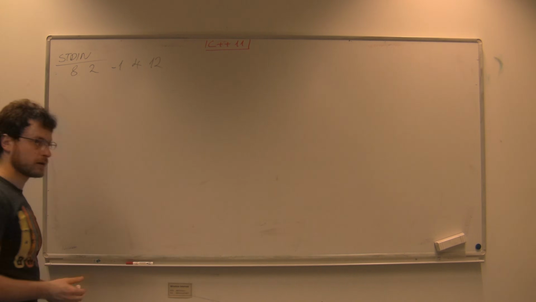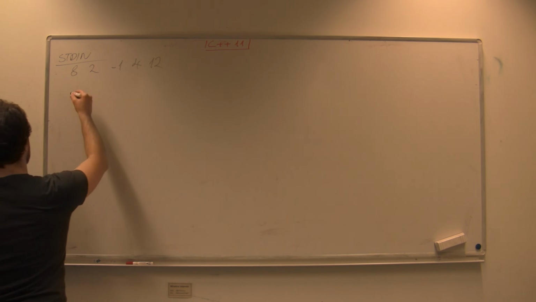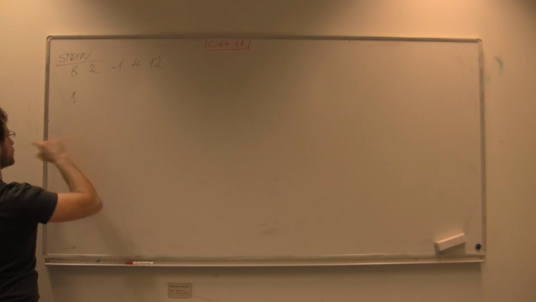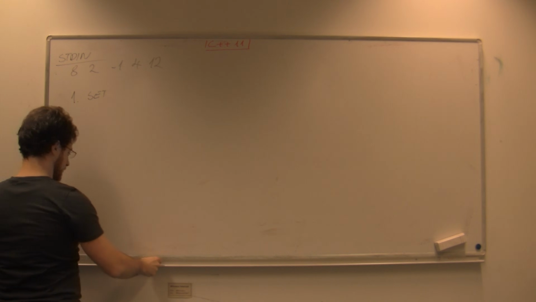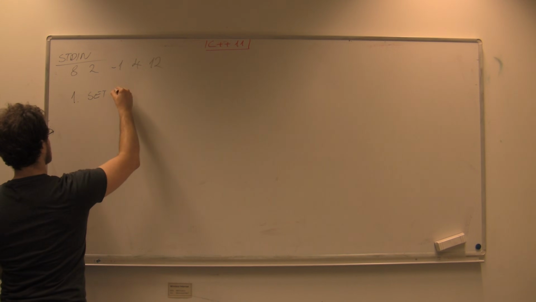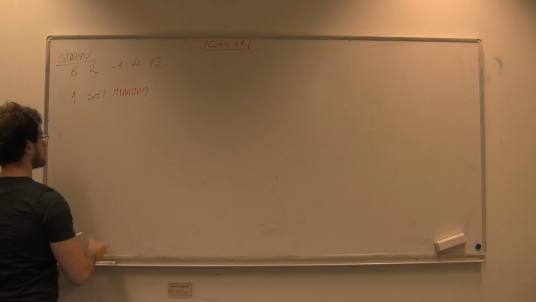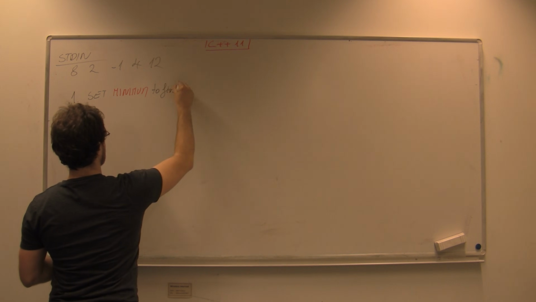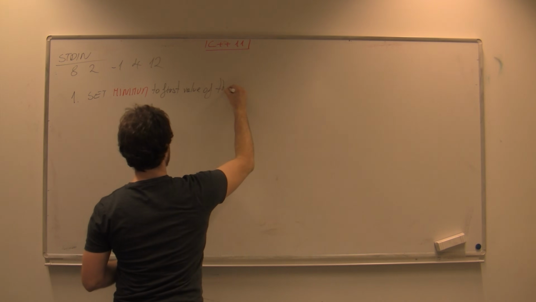Again, I will express the algorithm in steps. So it has several steps. The first step is to set the variable minimum to the first value of the sequence.